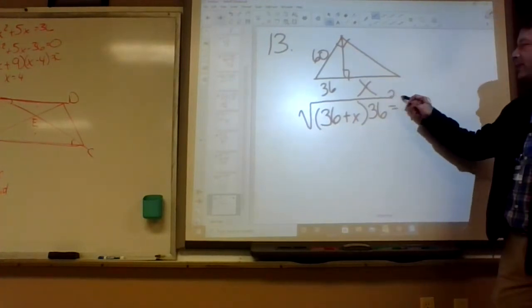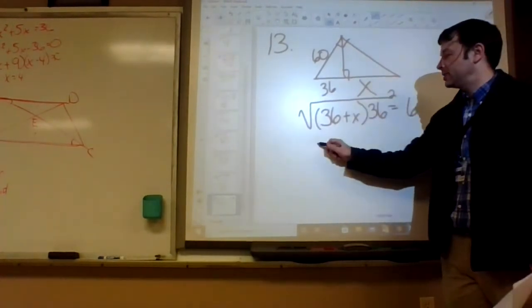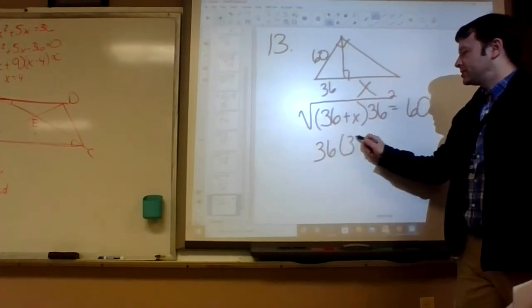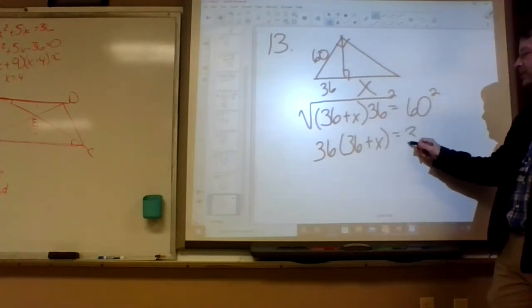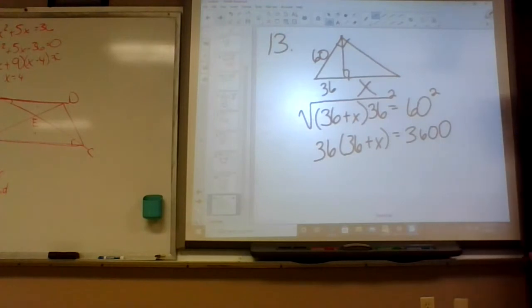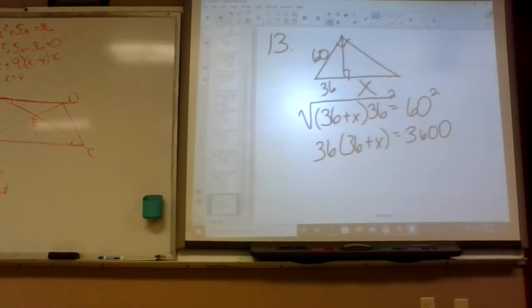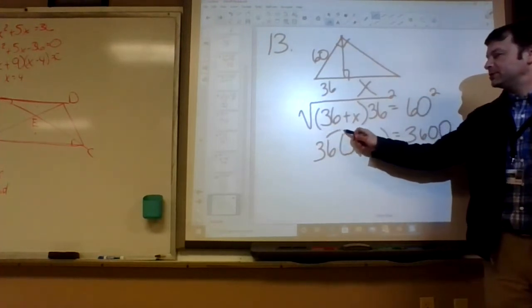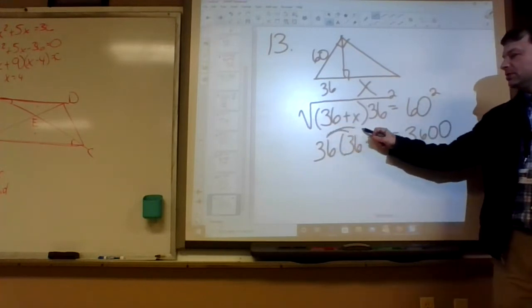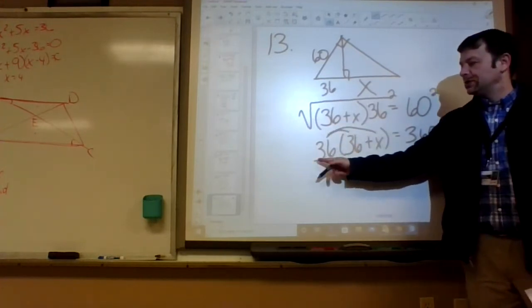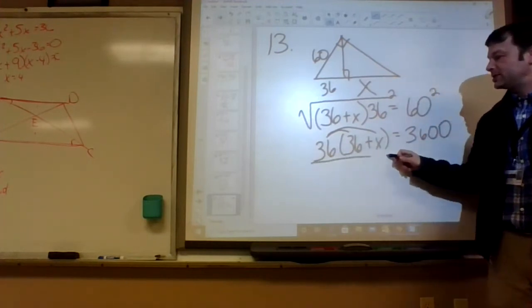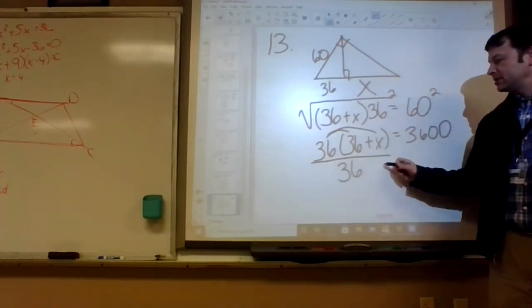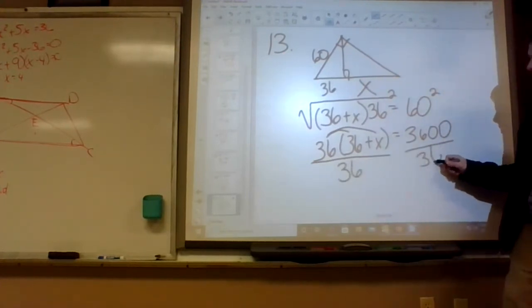To get rid of the square root, we square both sides. That gets rid of the square root over here. So we got 36 times 36 plus x equals 60 times 60. Didn't we do that one earlier? Yes. Instead of multiplying this 36 out, which you could do, does anybody know another thing I could do? Since the whole left side is multiplied by 36, I could just divide by 36, like so. And that just gets rid of that.